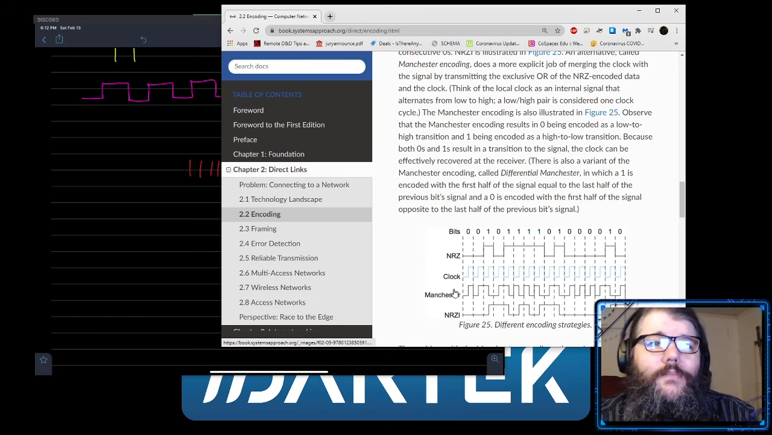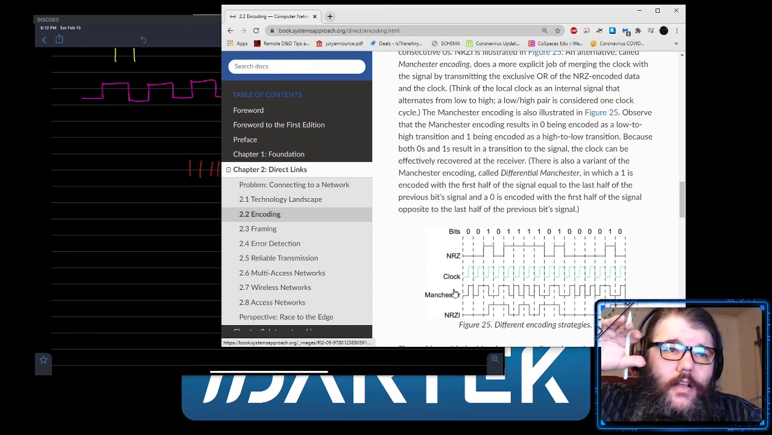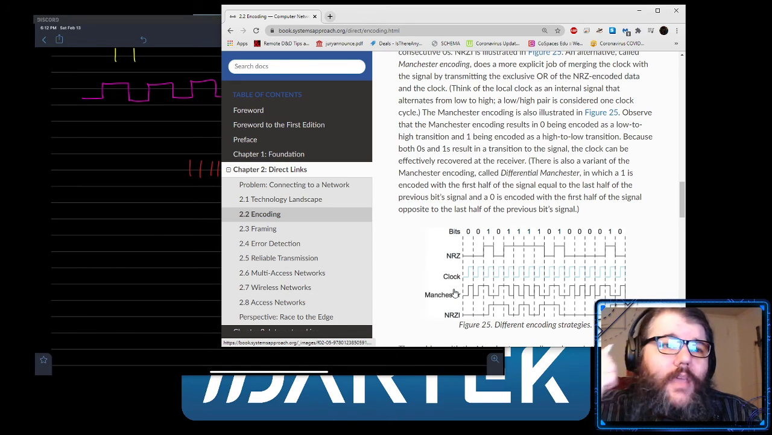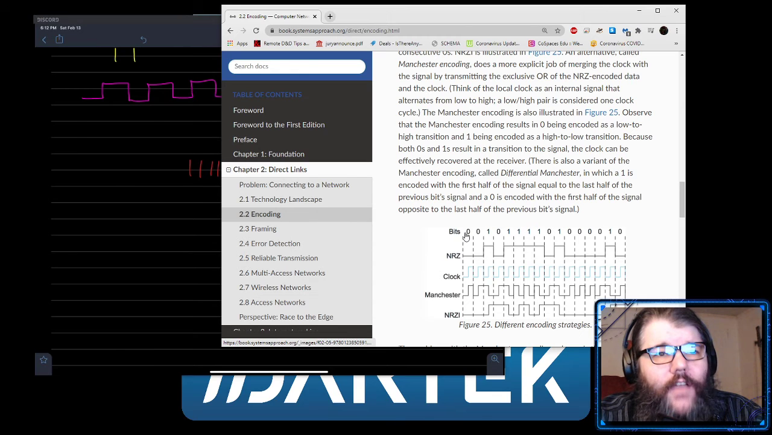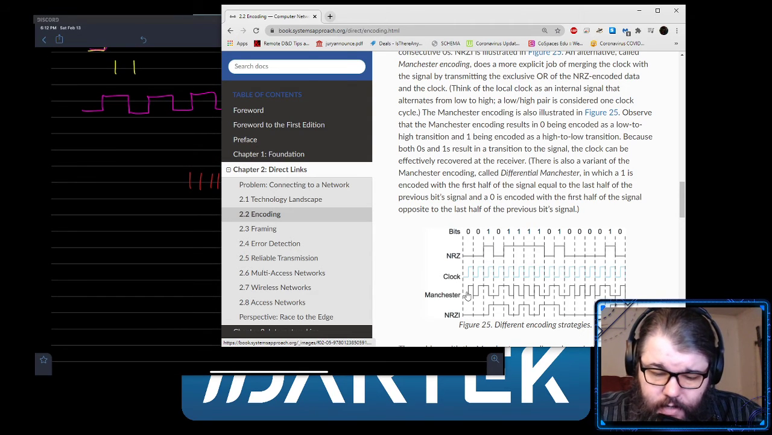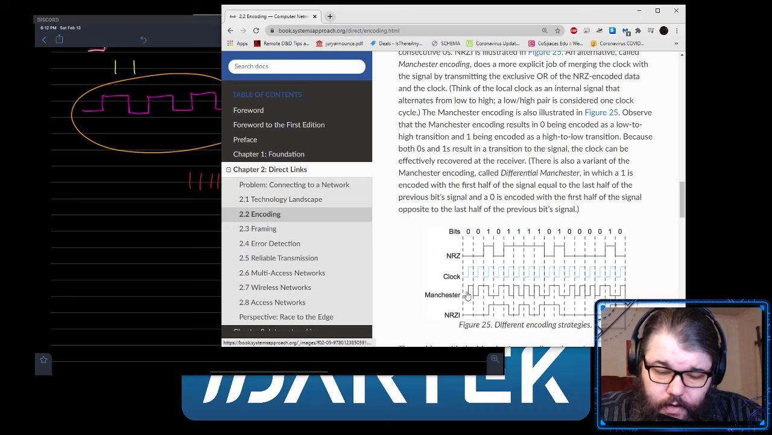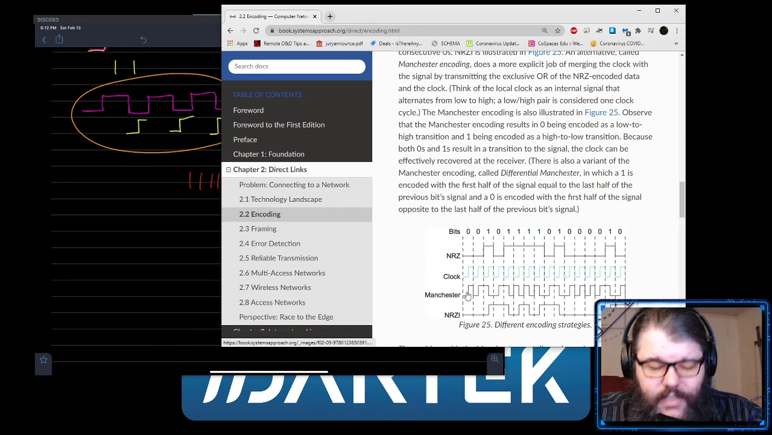Okay, so it does an explicit job of merging the clock directly to the signal, making sure that the data is always moving back and forth. Okay, so how does that work? The way it works is, if I'm supposed to be transmitting a 0, then I always do that as a low to high transmission. Okay, so if you can imagine, let's say this is our signal here. If I'm transmitting a 0, then I always do that as a low to high transmission. You can think of it like these kind of S's here.